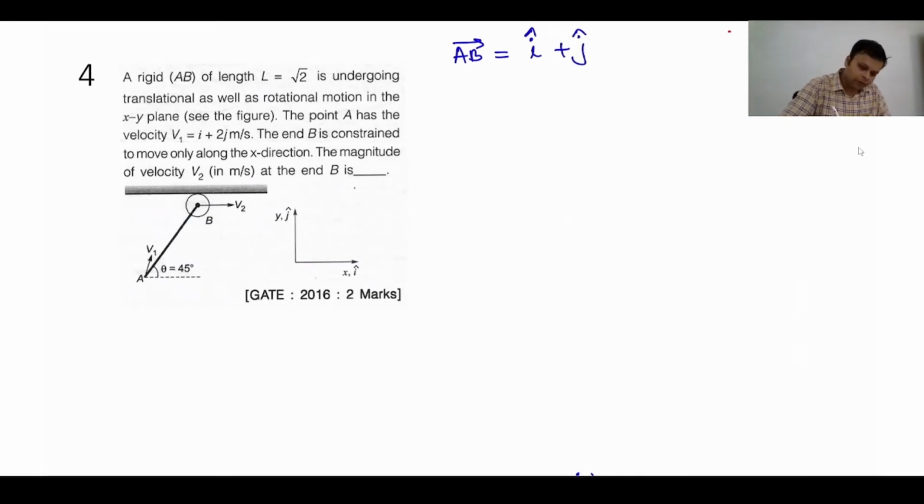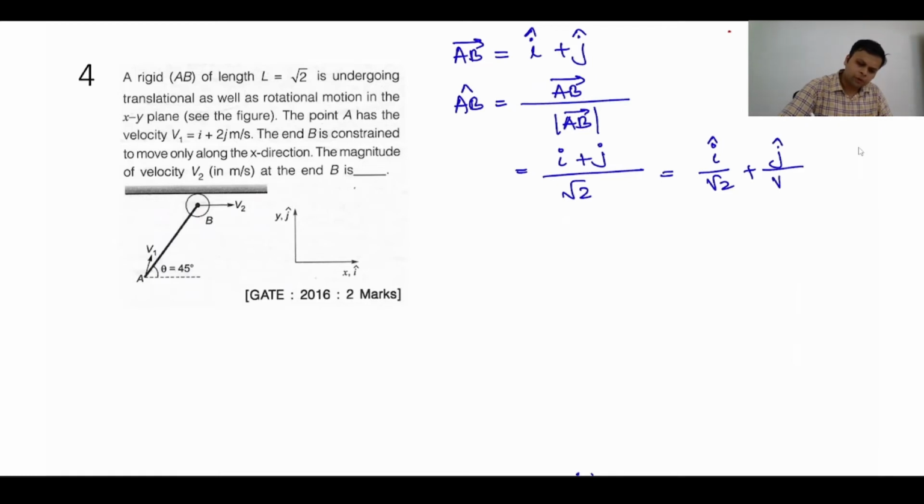Now can you find out what is the unit vector AB? Unit vector in the direction of AB. I can say the unit vector in the direction of AB is vector AB divided by the magnitude of AB. Right? So this is equal to i cap plus j cap, and the magnitude of AB is root over 1 square plus 1 square, that is root 2. So this is nothing else but i cap by root 2 plus j cap by root 2. So this is the unit vector along AB.